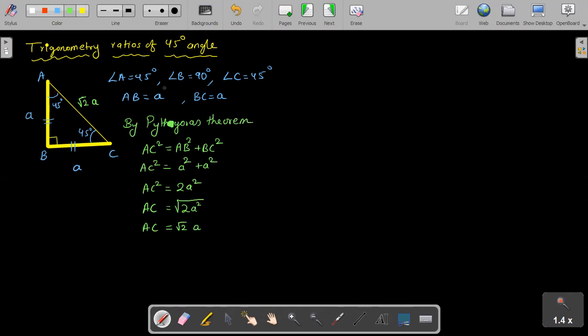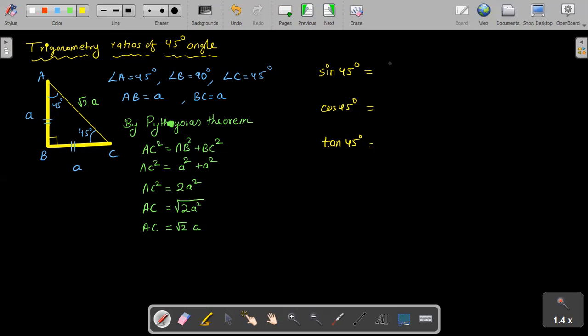Now I want you to write down the values for sine 45 degree, cos 45 degree, and tan 45 degree. Use the formula opposite upon hypotenuse, the normal trigonometric formulas, and write the values. Ma'am, but which 45 angle should we consider? You can consider any one because the side on both sides is a only. It is not different.